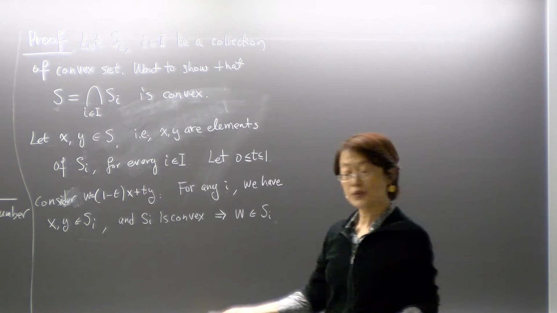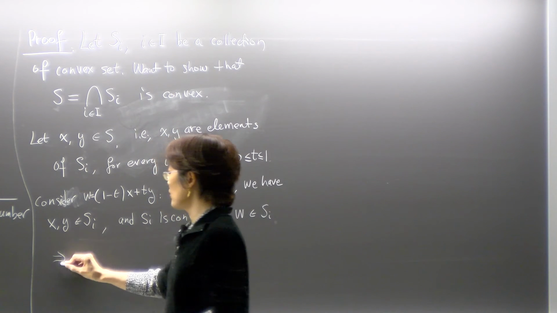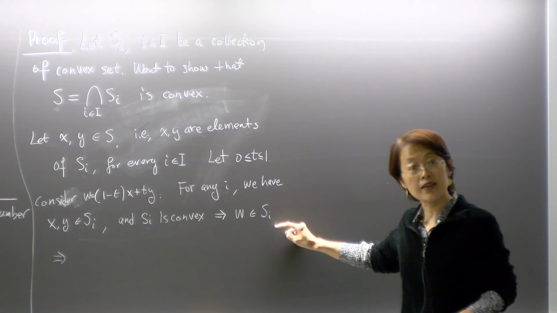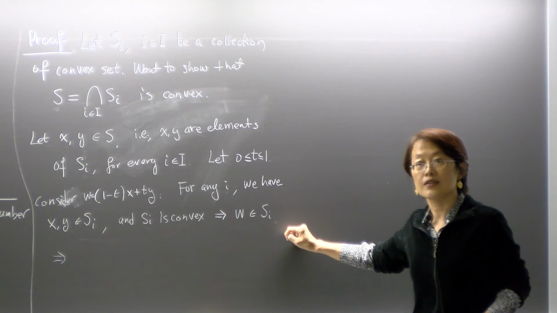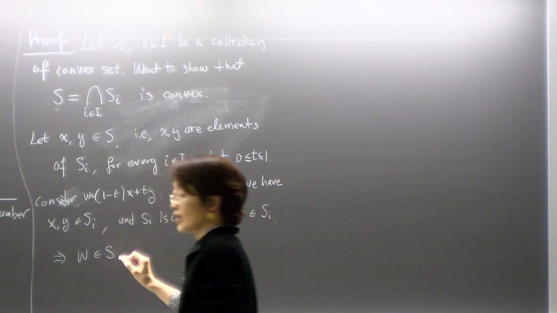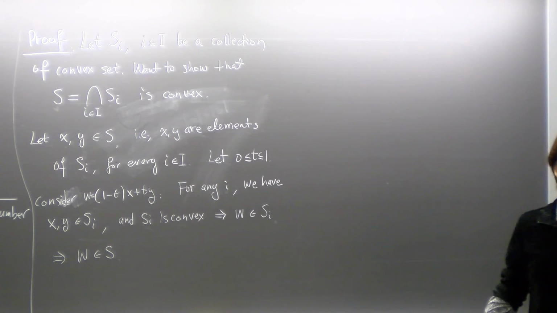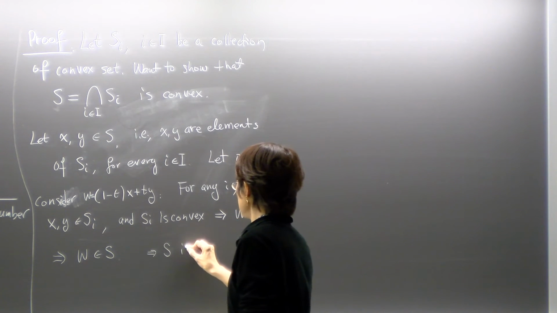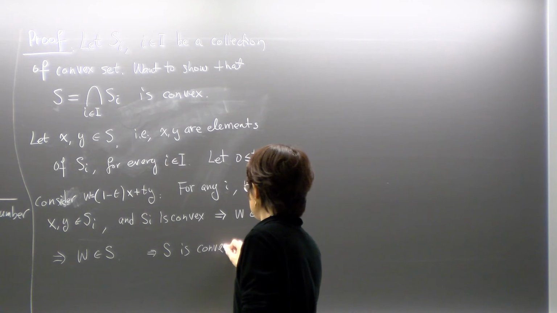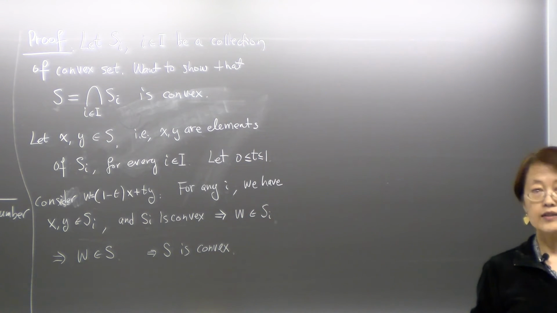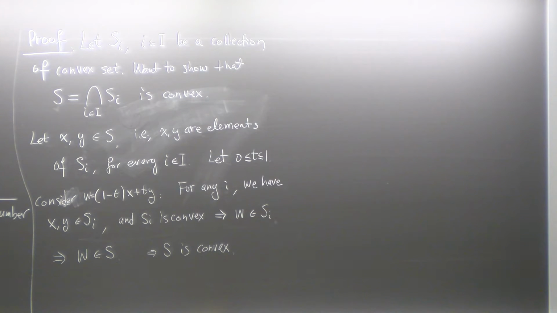So what do you conclude? You find a point that lies in every set Si, so it must lie in the intersection. Is that clear? So W must lie in the intersection. And that's exactly what you needed to prove, right? So S is convex. Is that okay? It's all a bit abstract, but not too bad, I hope.